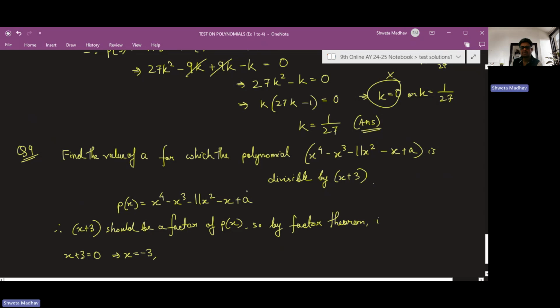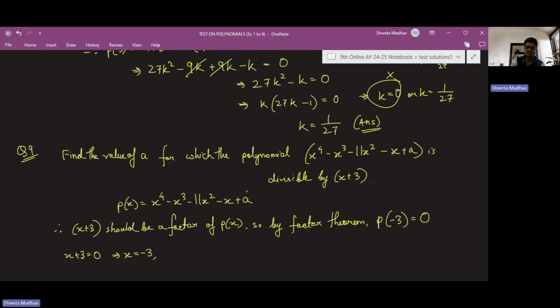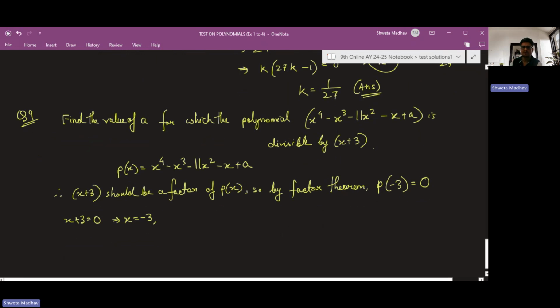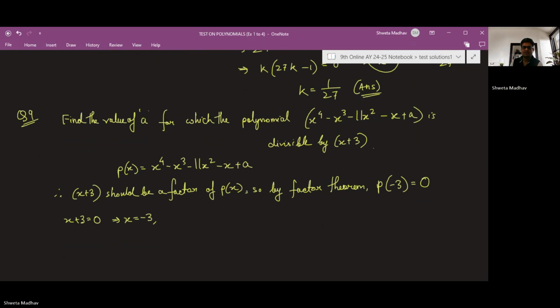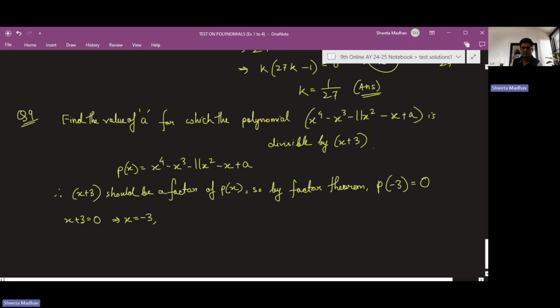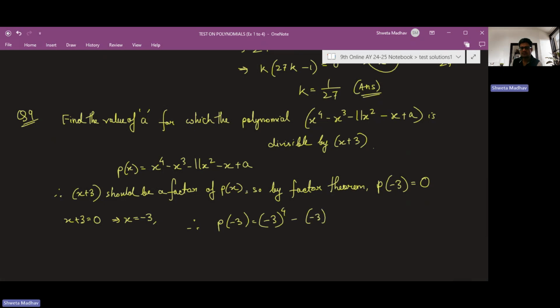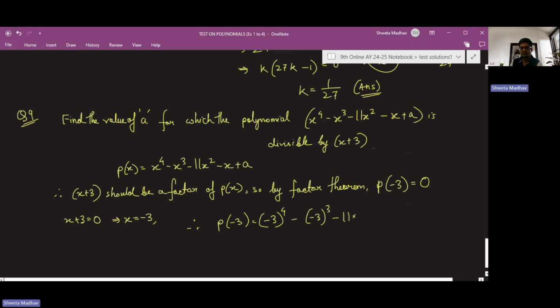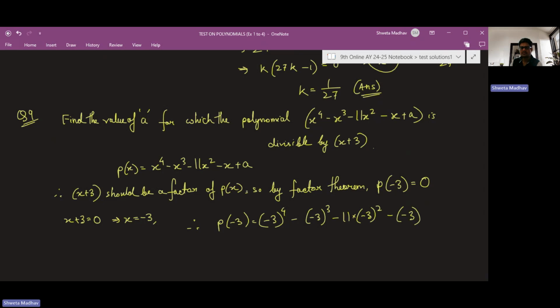So by factor theorem, p of minus 3 should be equal to 0, since x plus 3 is a factor of p of x. So by using this, we can find out the value of a. So p of minus 3 will be equal to minus 3 whole power 4 minus of minus 3 whole power 3 minus 11 into minus 3 whole square minus of minus 3 plus a, that should be equal to 0.